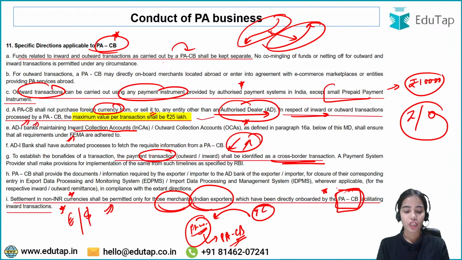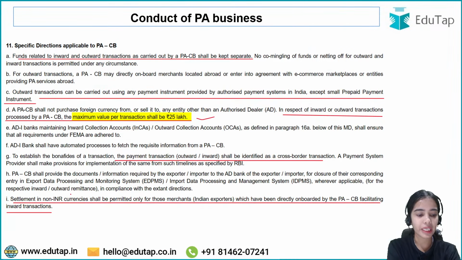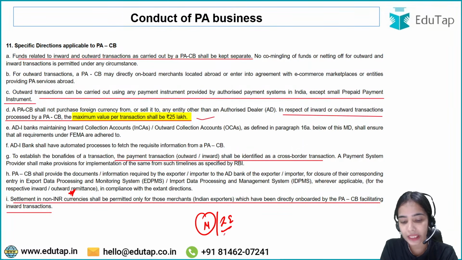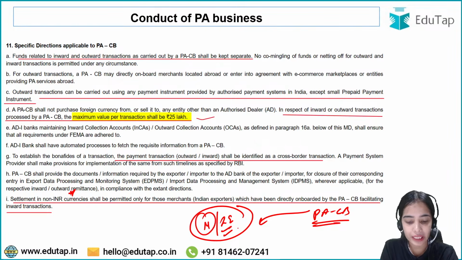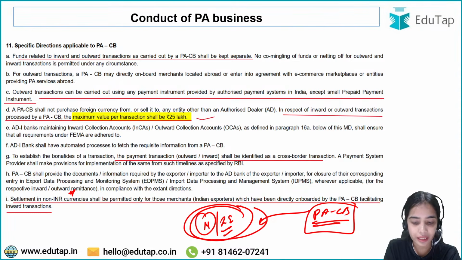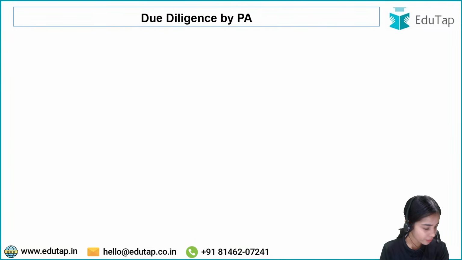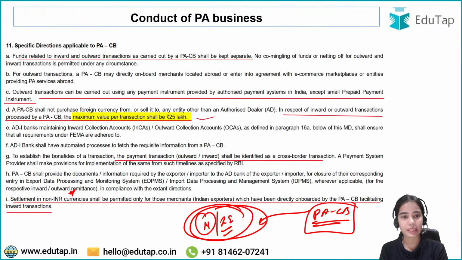That is the idea. So basically, the settlement in non-INR currency shall be permitted only for those merchants or for those Indian exporters websites which have been directly onboarded by the payment aggregator cross-border. That is the merchants, the Indian entity, Indian exporter, it is connected with the payment aggregator cross-border. Then only they can get the settlement in non-INR currencies, or the settlement in non-INR currencies can be allowed in this case. This is the idea. Now the rest of the part we will do in the next session.